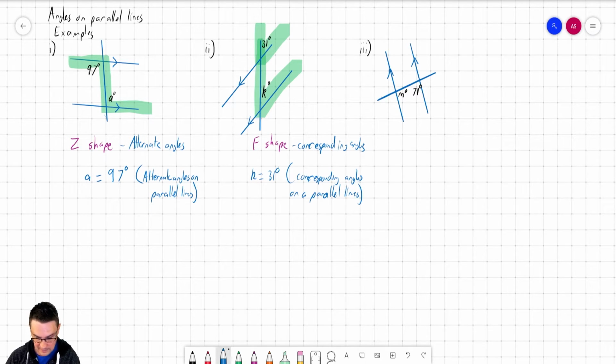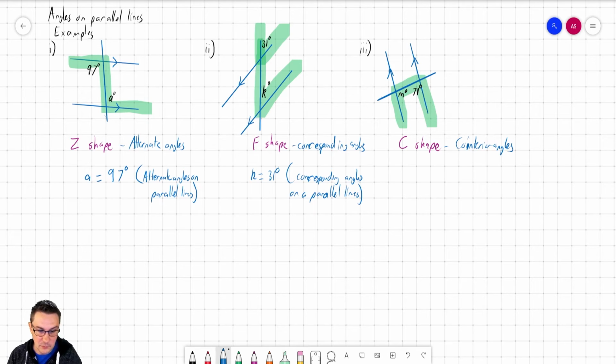And lastly, we get to the last example here. Again, let's think about what shape we have to start off with. So we've got the two parallel lines here. And if I was to trace over the lines that make up those there, I've got that shape here. You can see that it's kind of giving me that C shape. And when we have that C shape, what that means is we have co-interior angles.